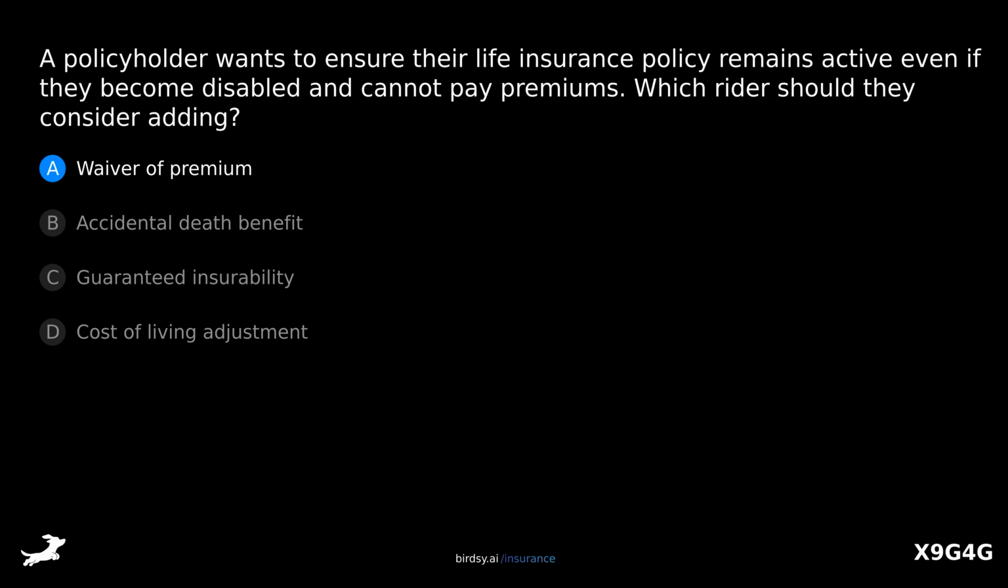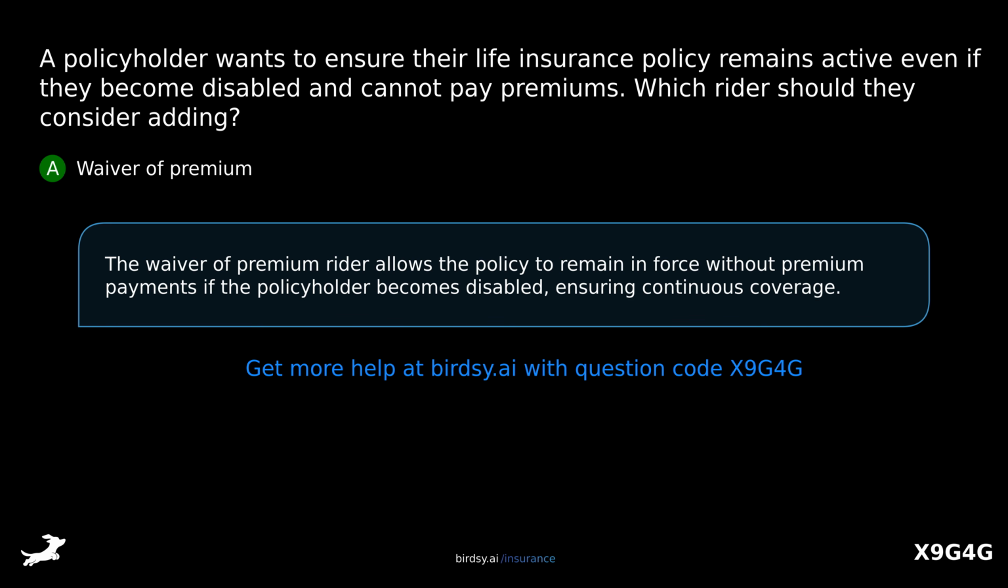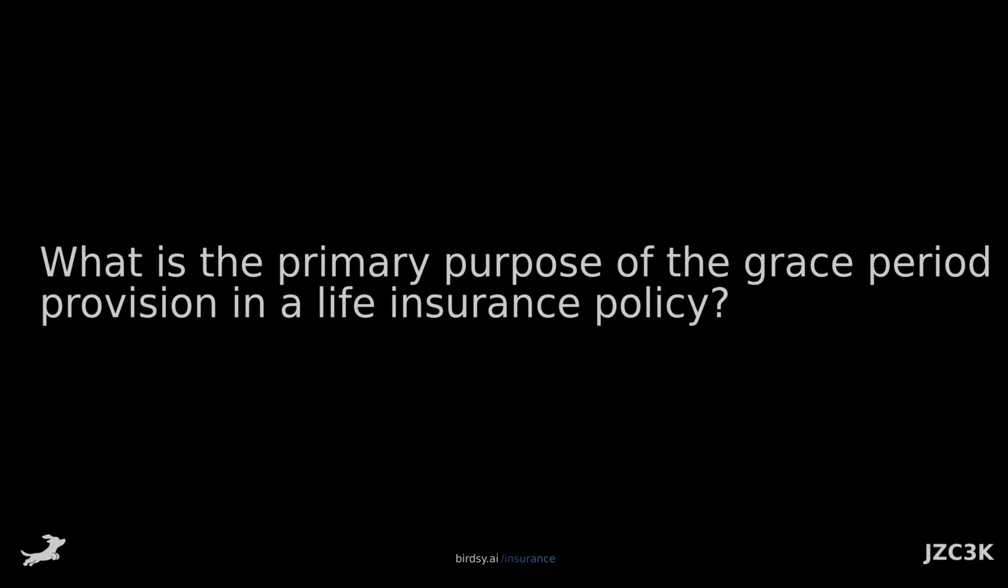Is it A. Waiver of premium, B. Accidental death benefit, C. Guaranteed insurability, or D. Cost of living adjustment? The answer is A. Waiver of premium. The waiver of premium rider allows the policy to remain in force without premium payments if the policyholder becomes disabled, ensuring continuous coverage. What is the primary purpose of the grace period provision in a life insurance policy?